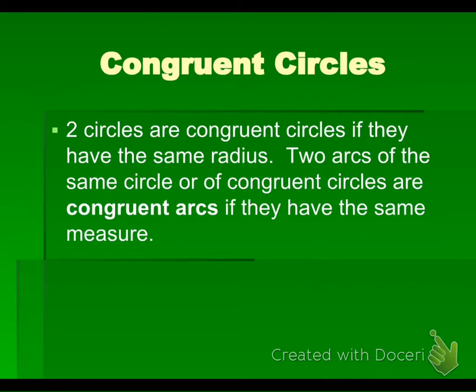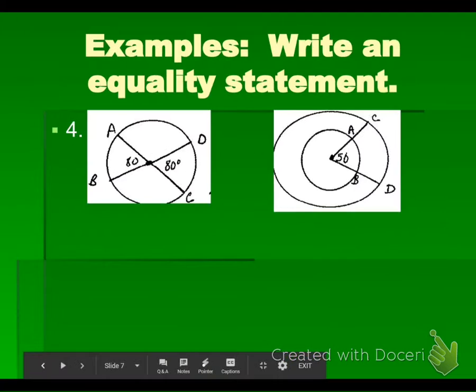We have congruent circles. Two circles are congruent circles if they have the same radius. If two arcs are of congruent circles, so they're coming from those congruent circles, then the arcs are congruent if they have the same measure. So if they have the same measure and they're in the same circle, their arcs are congruent. If they have the same measure and they come from two circles that are also congruent, so they have the same radius, then the arcs are going to be congruent.